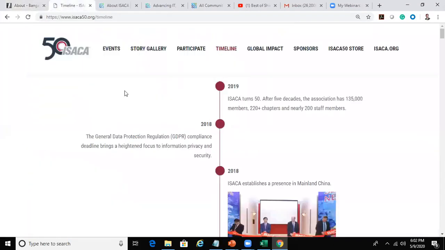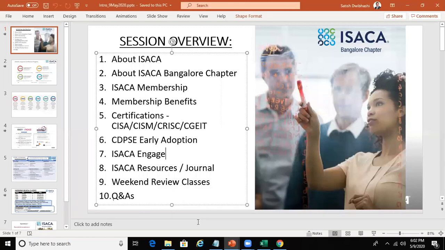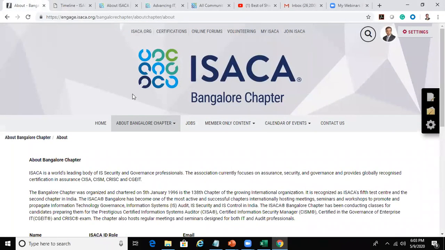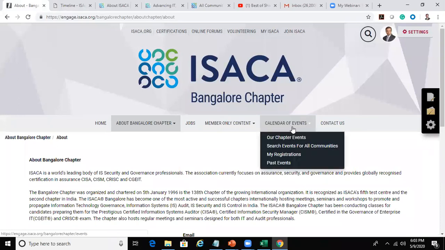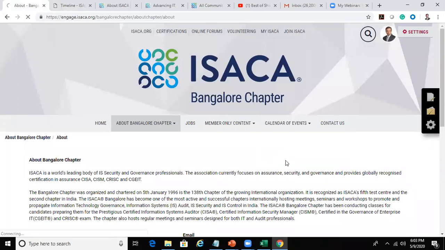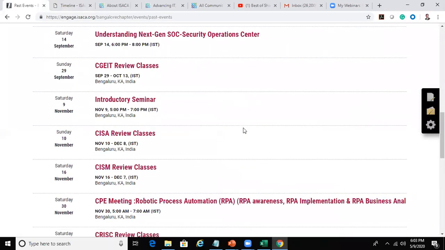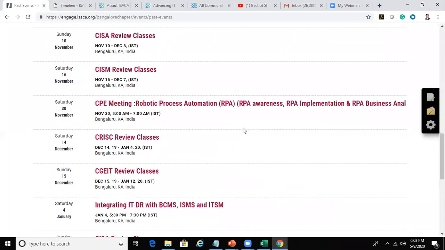This is just for my reference, what I will be covering. I've spoken about the Bangalore chapter. You can go and have a look at the Bangalore chapter website. Most of the information is out there on the ISACA website. Here you can find the events of the local chapter, the calendar of events. You can see past events, what all events took place, the number of events, the review classes and the number of sessions. All that information is mostly out there.